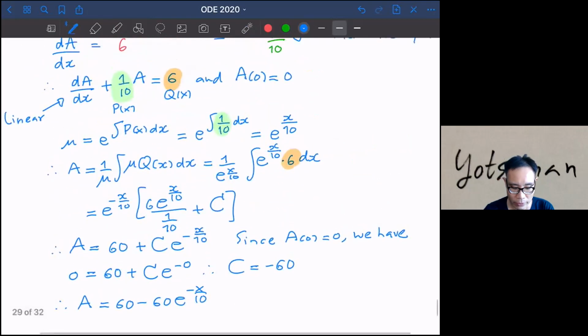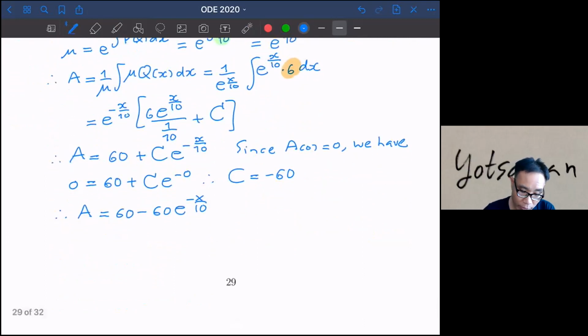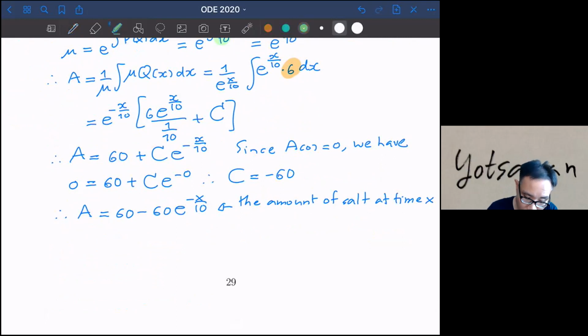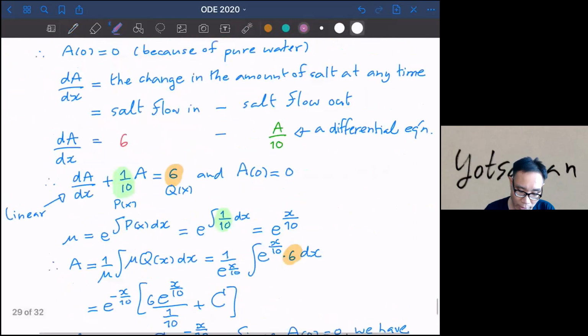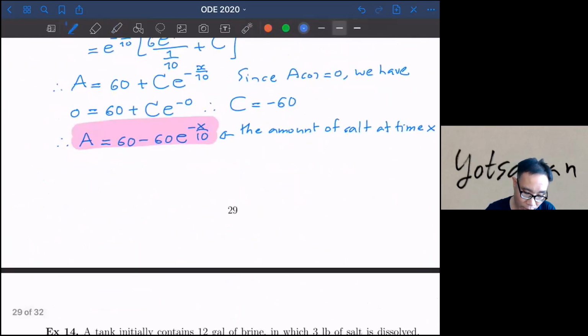Okay, so this is how we solve this differential equation. So this will give you the answer for the amount of salt at any time x. So this one will be the pink one, that is number 1. Okay, let me just write down the number.